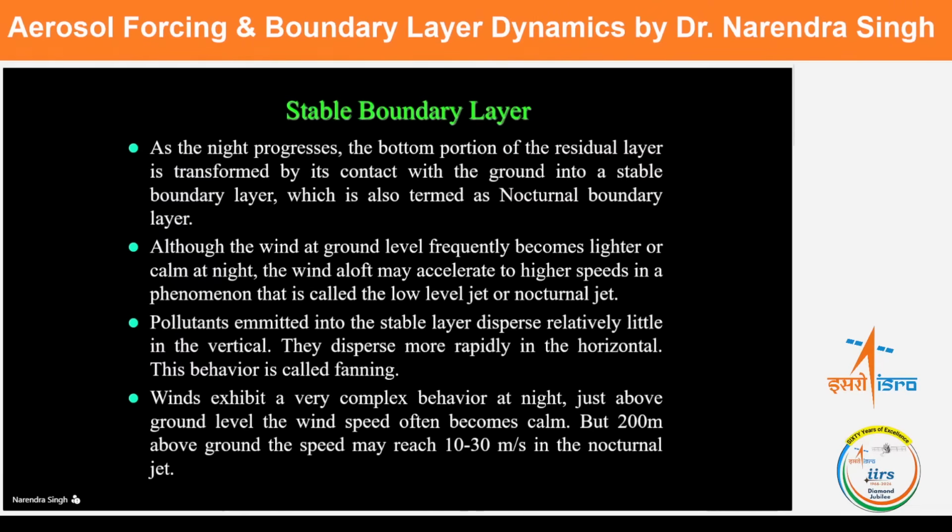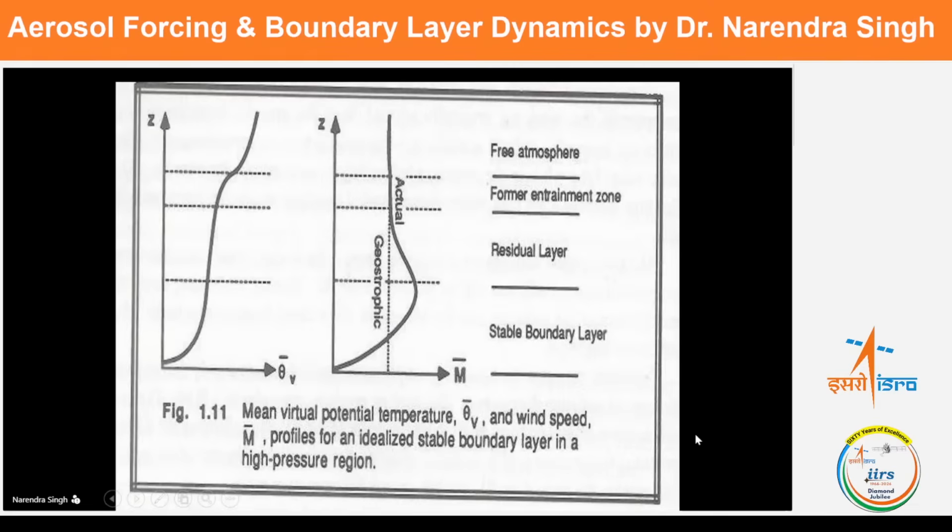So you can say that at 200 meters above the ground, the speed may reach 10 to 30 meters per second. So we call them nocturnal jets. Now, how to make measurements of the boundary layer? When we didn't have any instruments like Doppler radars, or even nowadays Doppler lidars are being used for the measurement of the boundary layers sometimes.